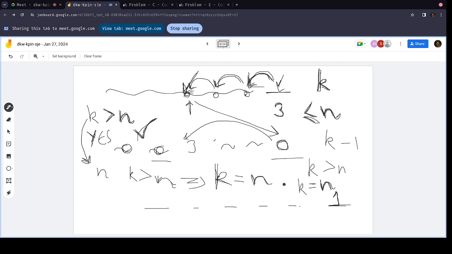Now this time O of k will work because it's equal to n, right? So even if you don't maintain a visited array, this will work.